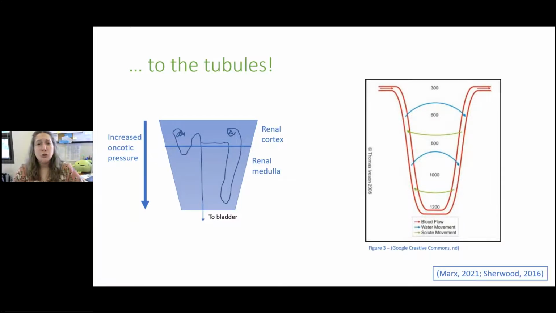The pressures within the tubule could be their own video, but it is important to understand that the osmotic pressure gradient within the renal pyramid is what helps to reabsorb substances. After entering the distal tubule and back into the renal cortex, the filtrate is dropped into a collection duct and is sent to the bladder.